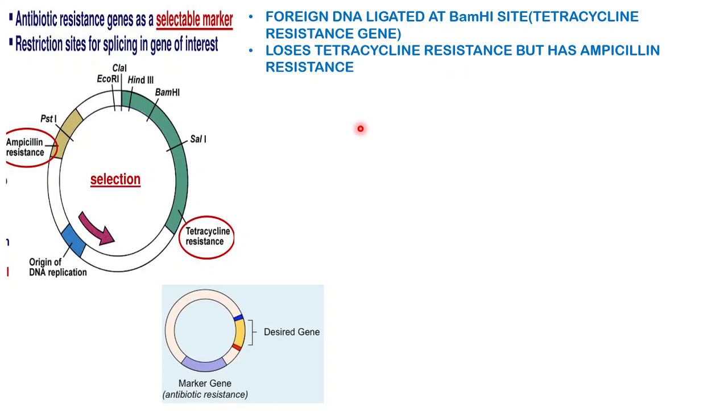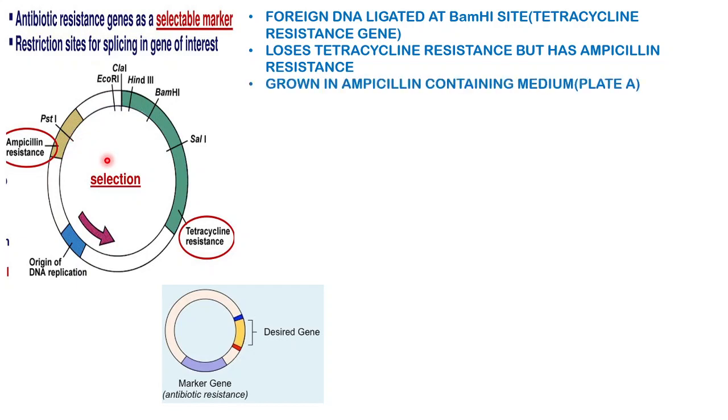Next, what will happen? Consequently, this particular plasmid will lose resistance against tetracycline. It does not have tetracycline resistance anymore because this particular gene is removed. So if you add tetracycline, it is likely to die. But it continues to have ampicillin resistance because here we have not done anything. It still has resistance against the antibiotic ampicillin.